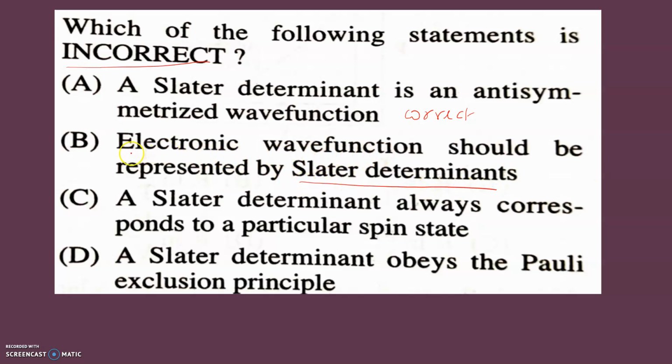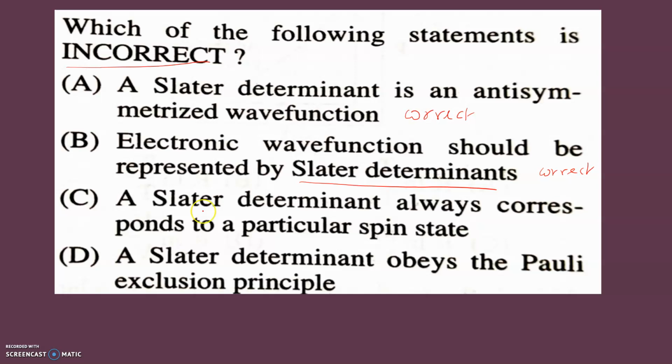Yes, electrons are fermions. Fermions obey Pauli principle. So according to Pauli principle, for fermions, the electronic wave function should be antisymmetric wave function. Since Slater determinant gives the antisymmetric wave function for the system, we can represent electronic wave function in Slater determinant. Okay, this is a correct statement, because Slater determinant gives antisymmetric wave function for the system.